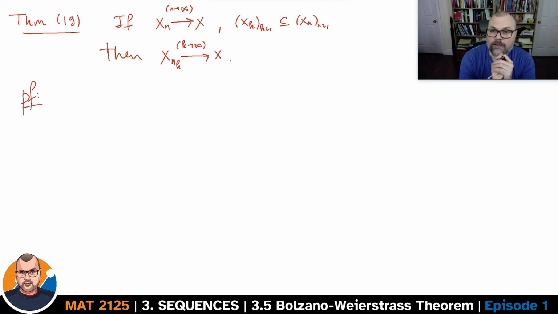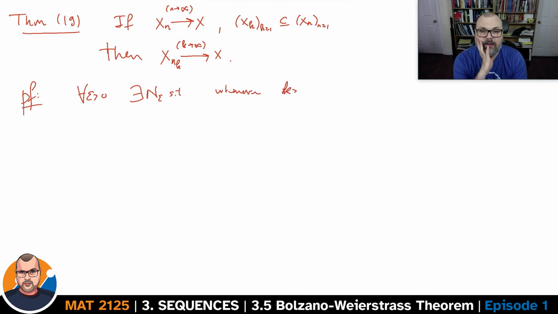How do we prove this? Well, we need to prove ultimately that the limit of the xnk's when k goes to infinity is x. We use the definition of the limit. For every epsilon, we should be able to find an integer n epsilon such that whenever k is greater than n epsilon, then |xnk minus x| is smaller than epsilon. This is what we want to show.